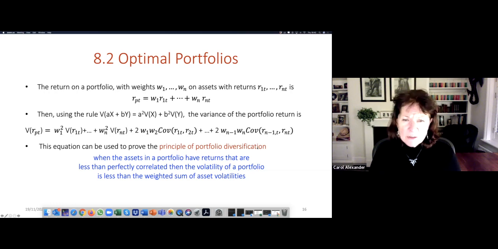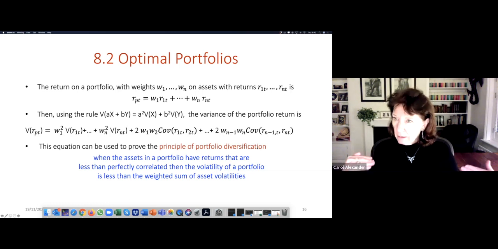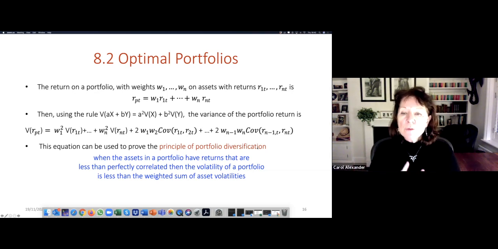And anyway, it shouldn't really be written like this, but you may well have seen this type of formula, maybe with just 2 or 3 assets. But when you've got n assets, it gets really, really long. Why have I done this? Well, it's because that's the equation we can use, and I'm not going to do it, to prove the principle of portfolio diversification, which is a fundamental thing that you've learned since your first year.